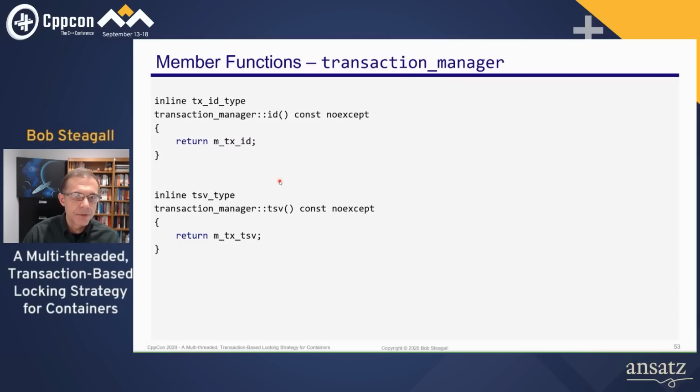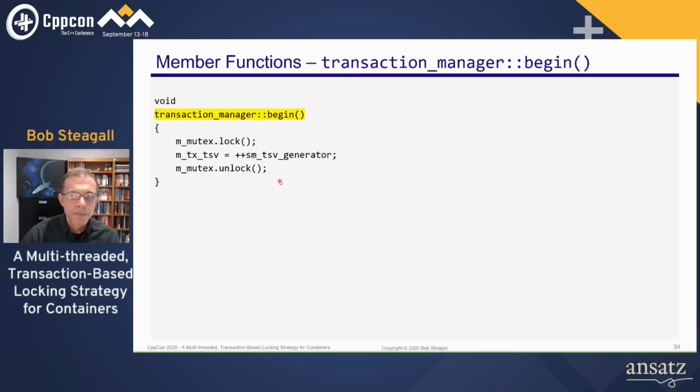Returning the ID and timestamp value is not very interesting. So here's my begin, and this is important. When I begin the transaction, I'm going to acquire the lock on my own mutex, and the reason for this will become obvious later in the code. Then I'm going to atomically update the timestamp value. I want this to be atomic because if some other transaction is doing it at the same time, I want the two transactions to receive two distinct values. Once I've updated my timestamp value, I'm going to unlock the mutex that I own, that's a member of my data.